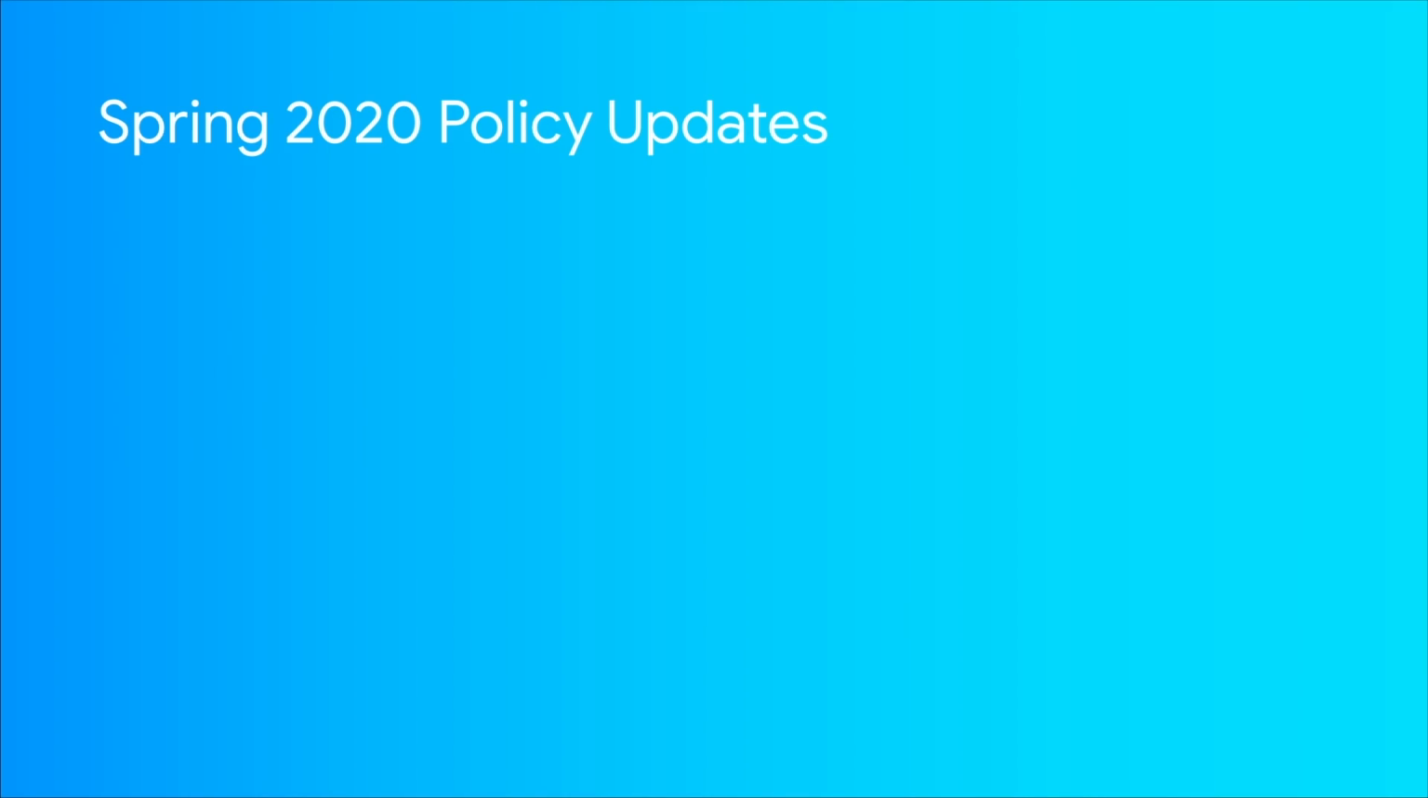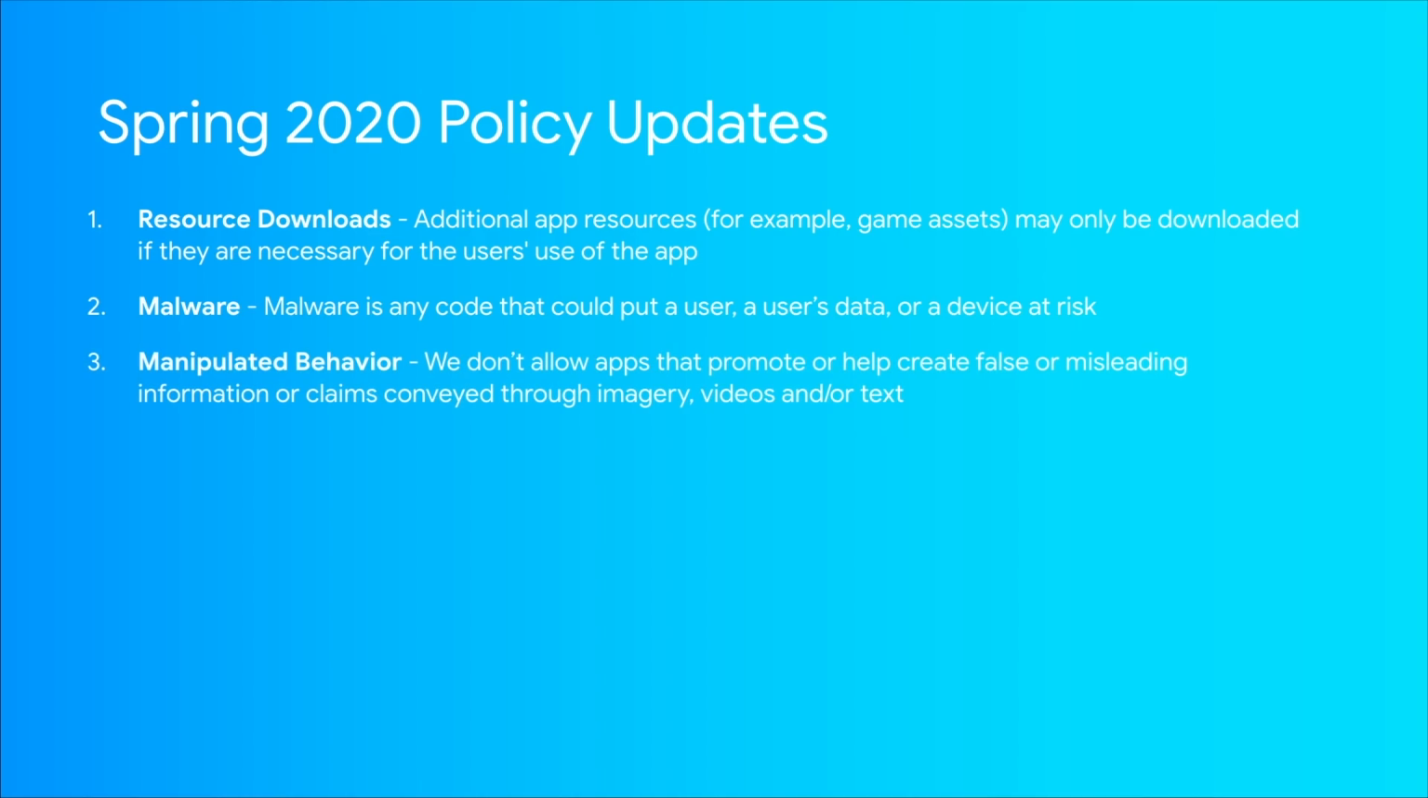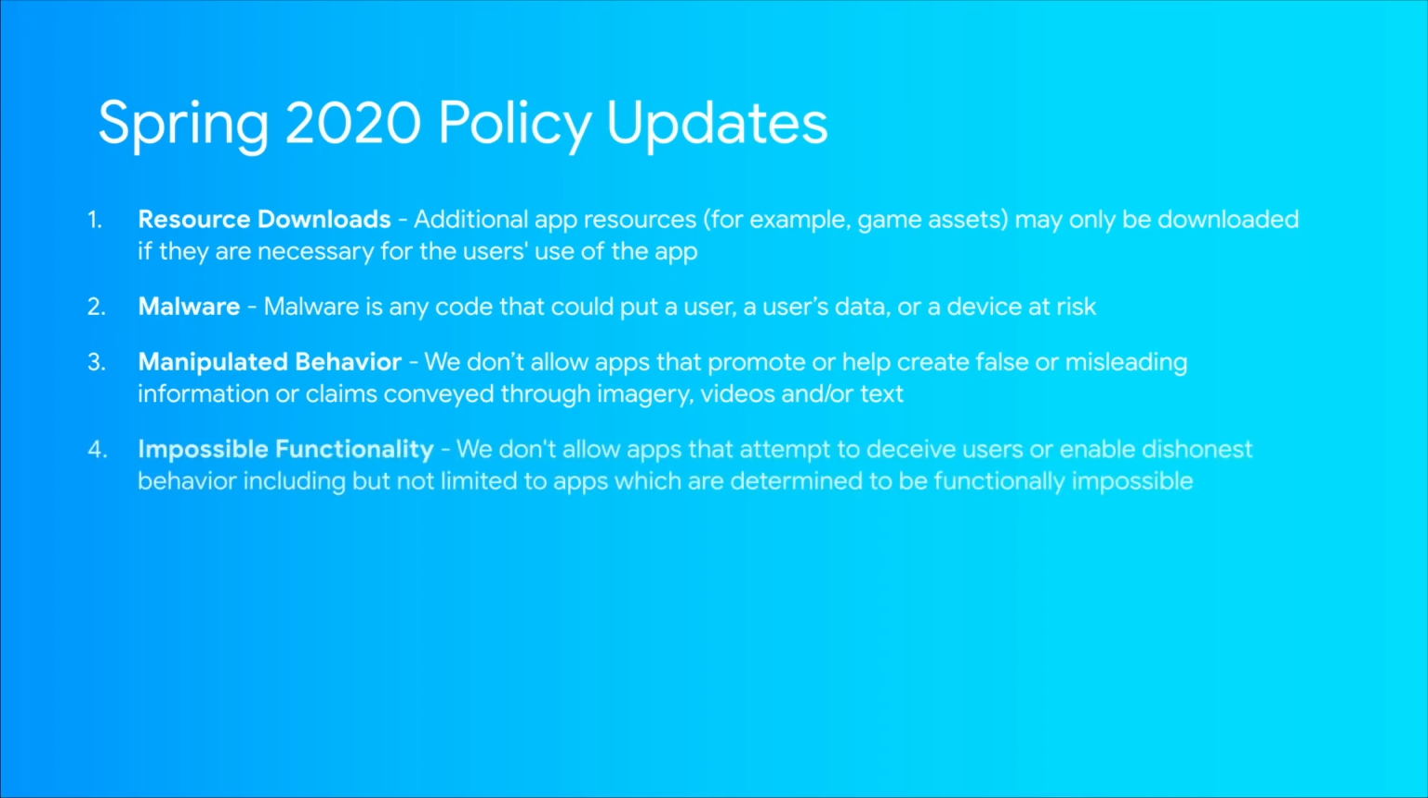So, what are we going to cover? These policy updates impact resource downloads, which is additional app resources like game assets that may only be downloaded if they are necessary for the user's use of the app. Malware. Malware is any code that could put a user's data or device at risk. Manipulated behavior. These are apps that promote or create false or misleading information or claims conveyed through imagery, videos, and/or text. Impossible functionality. These are apps that attempt to deceive users or enable dishonest behavior, including but not limited to apps which are determined to be functionally impossible.